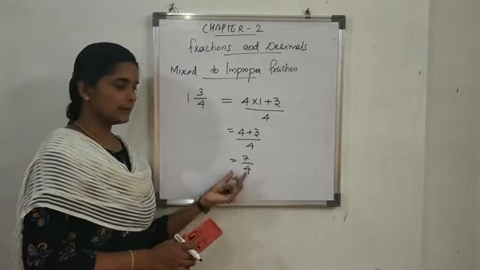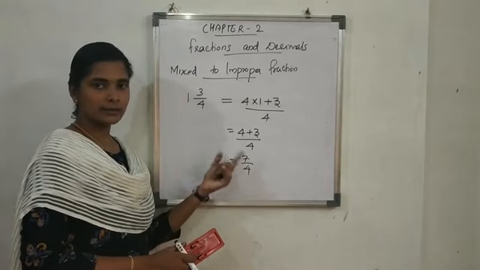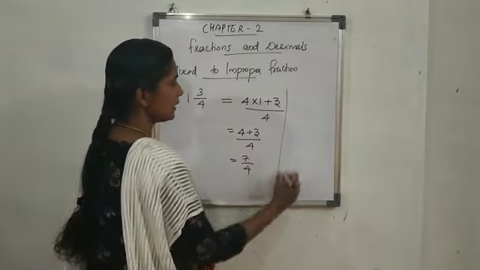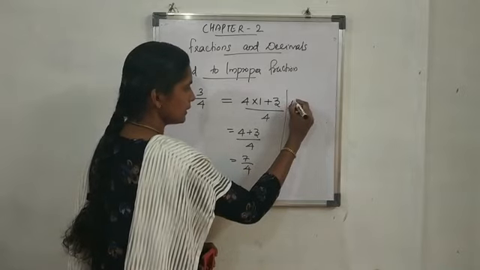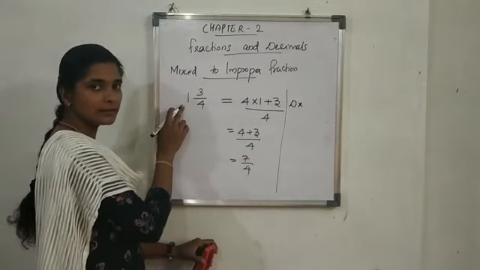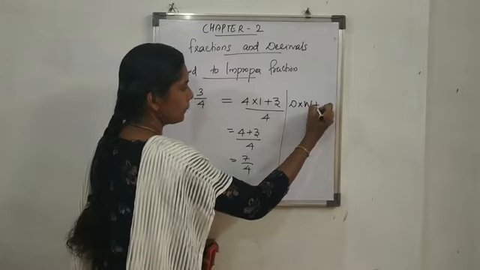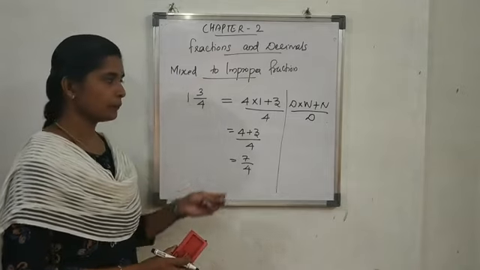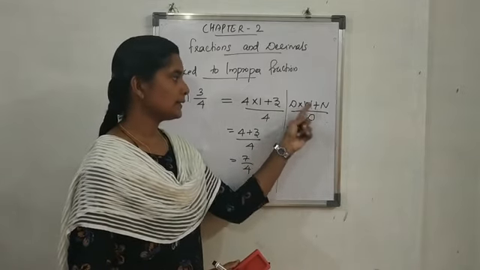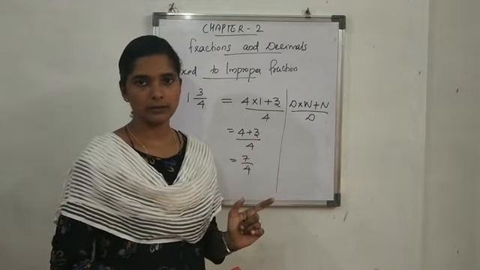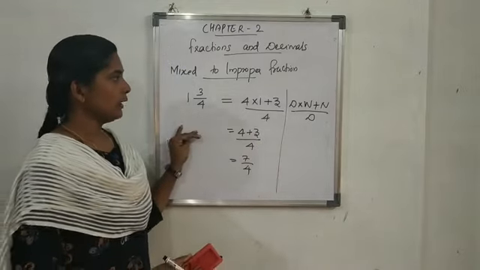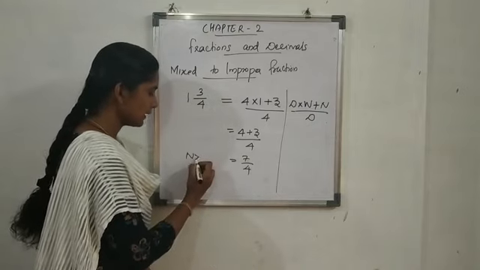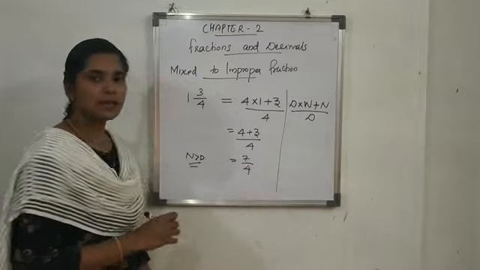This is improper because 7 is greater than 4. The numerator is greater, therefore it is an improper fraction. As we are writing, the denominator into the whole part, plus the numerator, upon the denominator. That's the same: denominator into whole part plus numerator upon denominator. This is the way to convert mixed to improper. This is improper because the numerator is greater than the denominator.